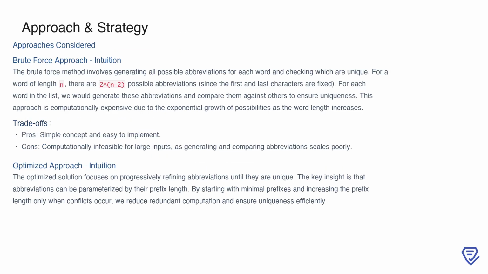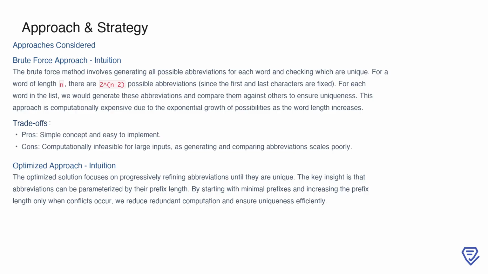To solve the word abbreviation problem, we first consider the brute force approach. The intuition here is straightforward: for each word, we generate all possible abbreviations and then check which ones are unique. Since the first and last characters of each word are fixed, the number of possible abbreviations for a word of length n is 2 to the power of n minus 2.